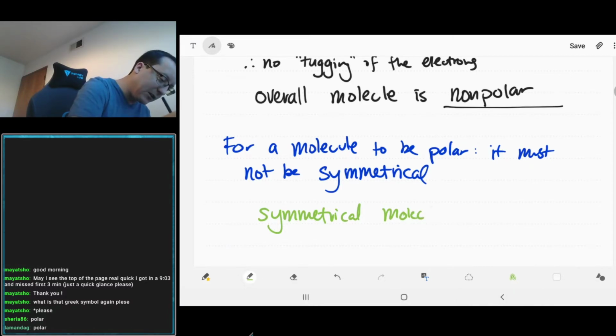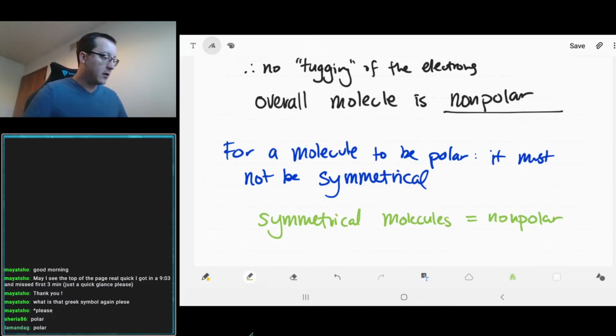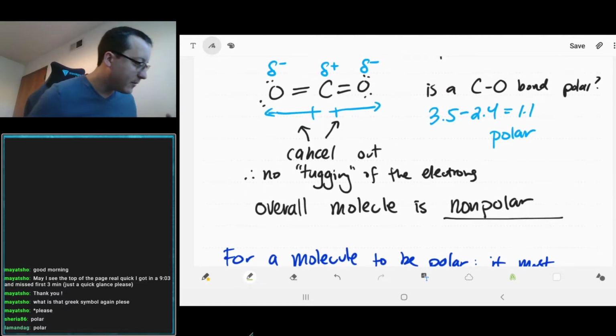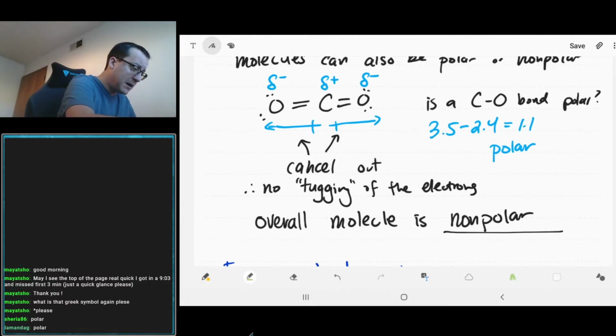We're going to go ahead and take a look at some of these. So we're going to use the symmetry of the molecule to tell us if it's polar or not. So let's look at that carbon dioxide again. If we go back to symmetry class, I don't know, when do we learn symmetry? Geometry maybe? I don't know.